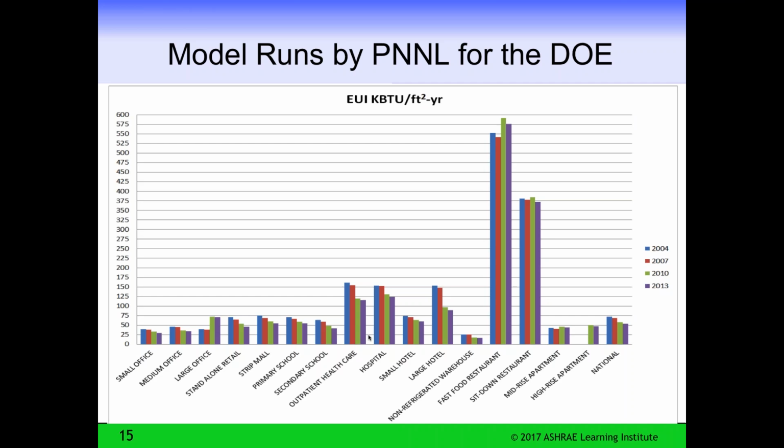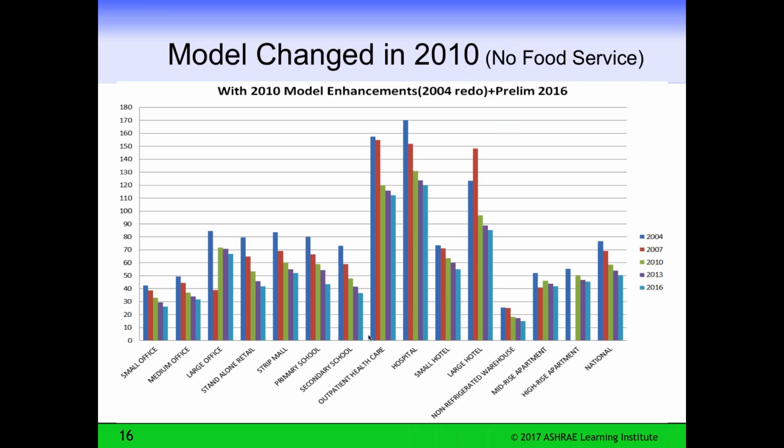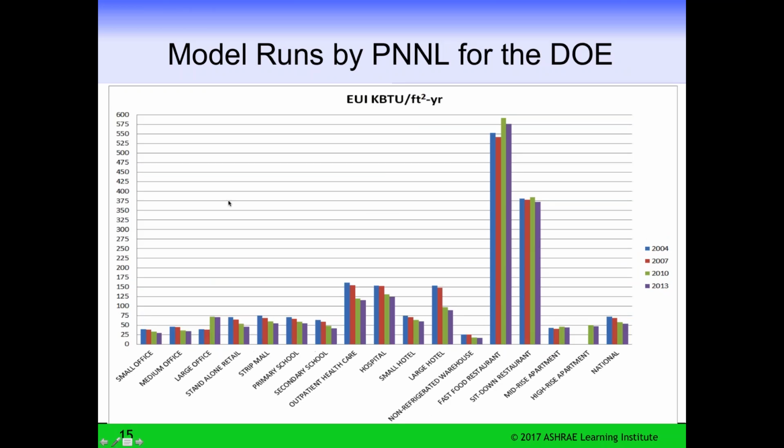And I'm going to go back to the next slide, which is more of a close-up of the various stages. And this slide now has 2016 in it, along with 2004, 7, 10, 13, and 16 on the right. Yeah. So this eliminated the food service from the last slide, which had such a high energy use that it caused the other ones to be so small.